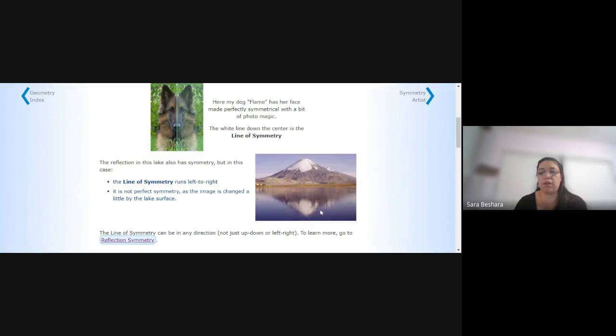So if you look at this figure right here on the mountain, you see how it is reflected at the bottom here. So the line of symmetry would be the line that goes down, that really brownish edge that we see, and this image is reflected onto itself right there. That's what a reflection symmetry is.